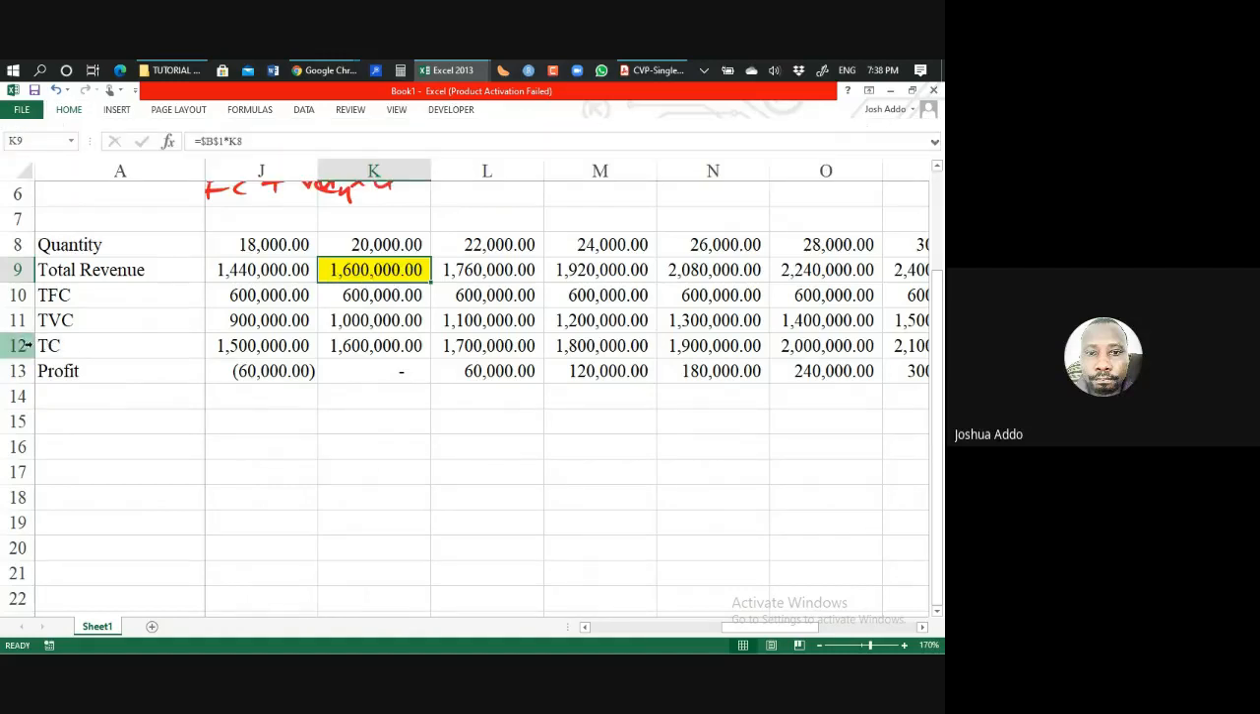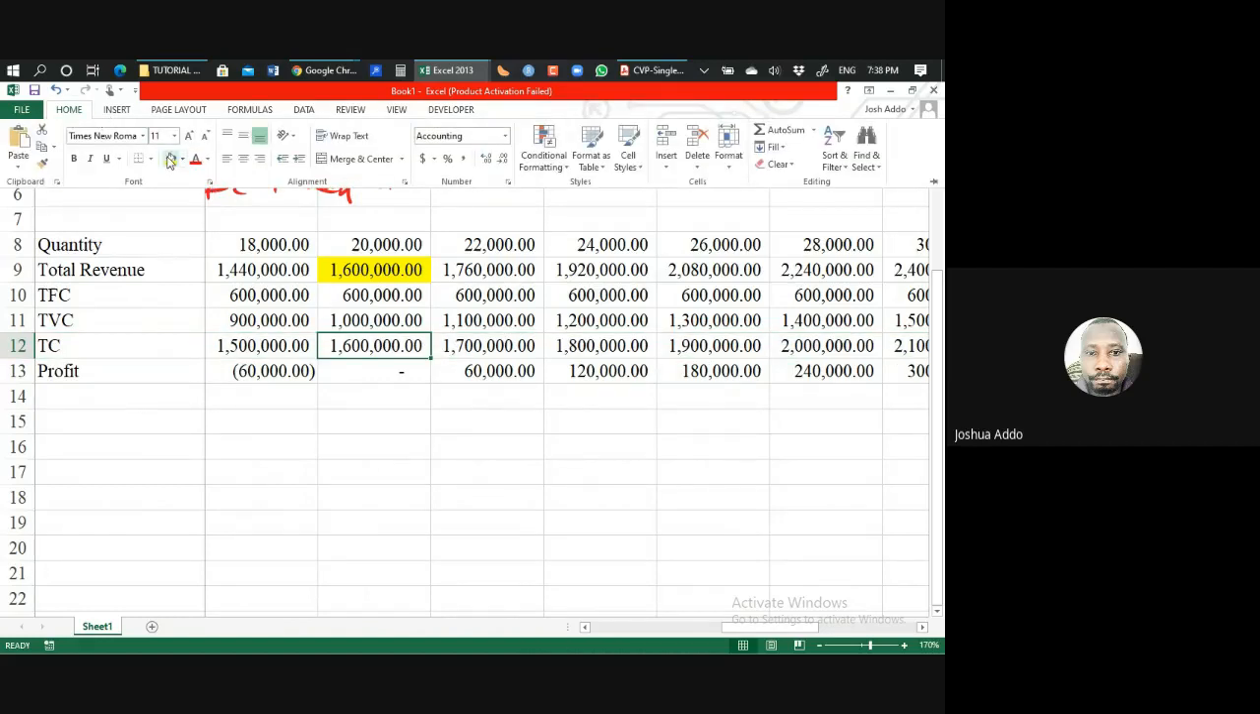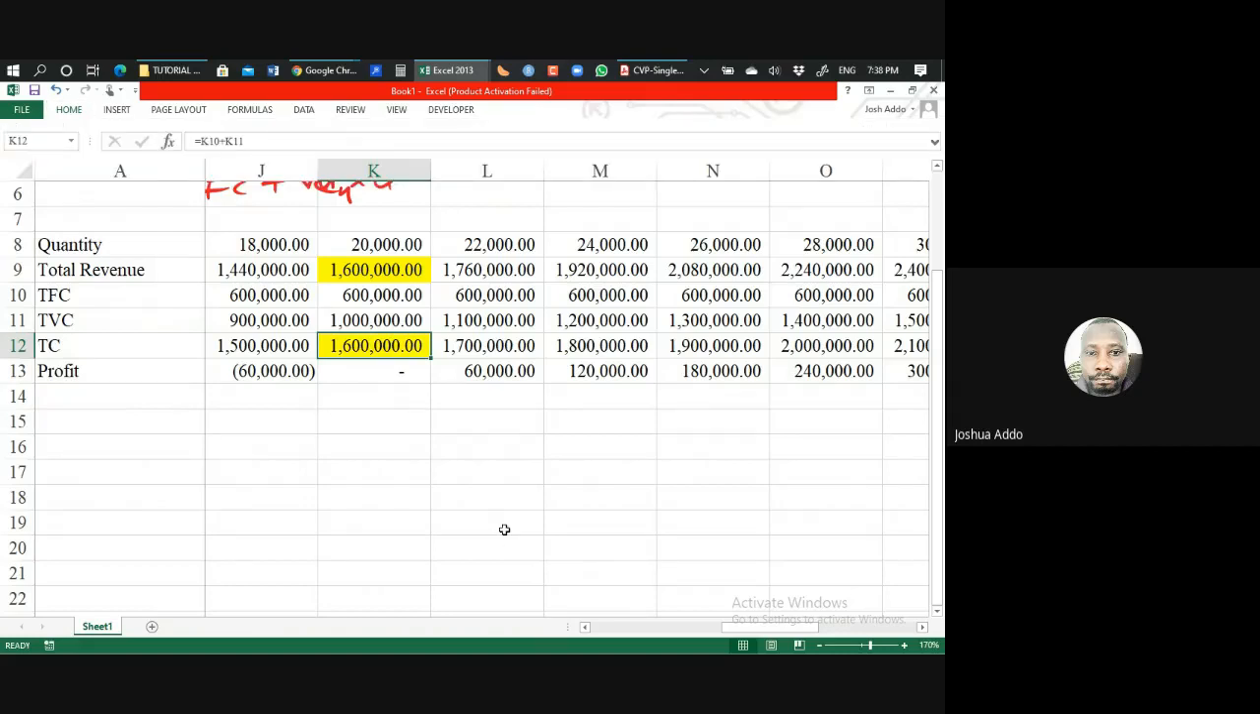Total cost, sorry, 1.6 million. And profit is equal to total revenue minus total cost. So when you subtract 1.6 million from 1.6 million, what do you get? You get zero profit. And that's the break-even point. At the break-even point, profit is zero.